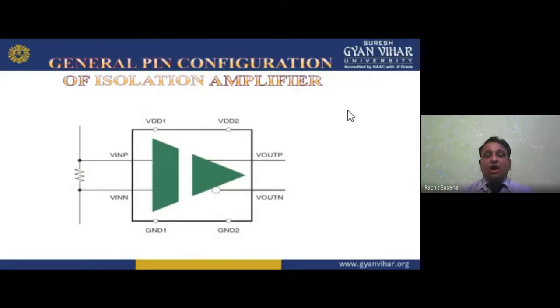That is the isolation amplifier. And this is basically the construction of the pin configuration: VDD1, VDD2, V input P or N, V out P, phase and neutral, and ground 1. So this is the pin configuration.